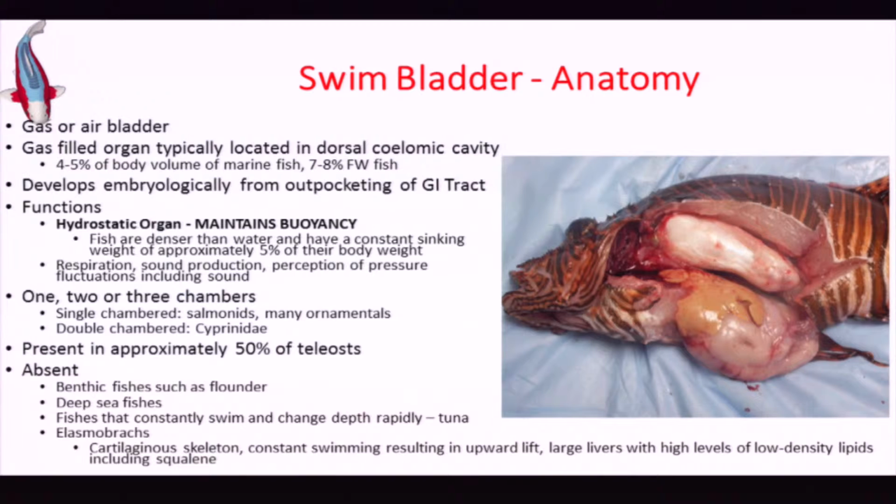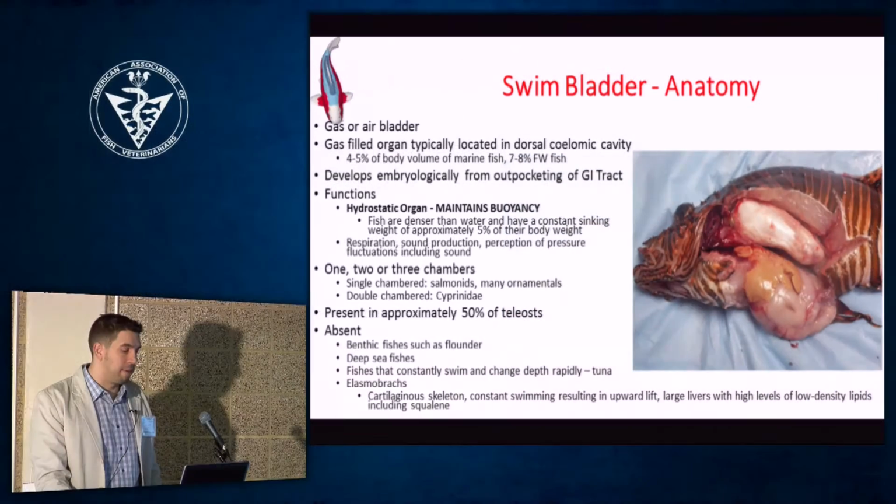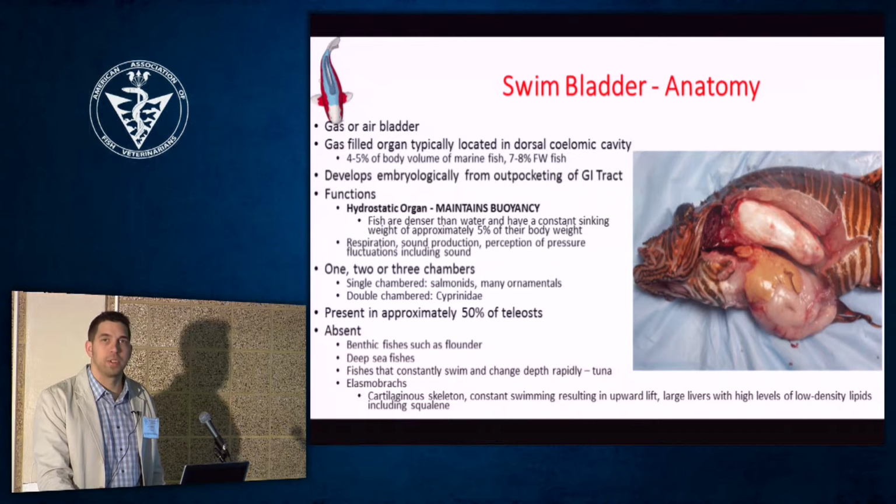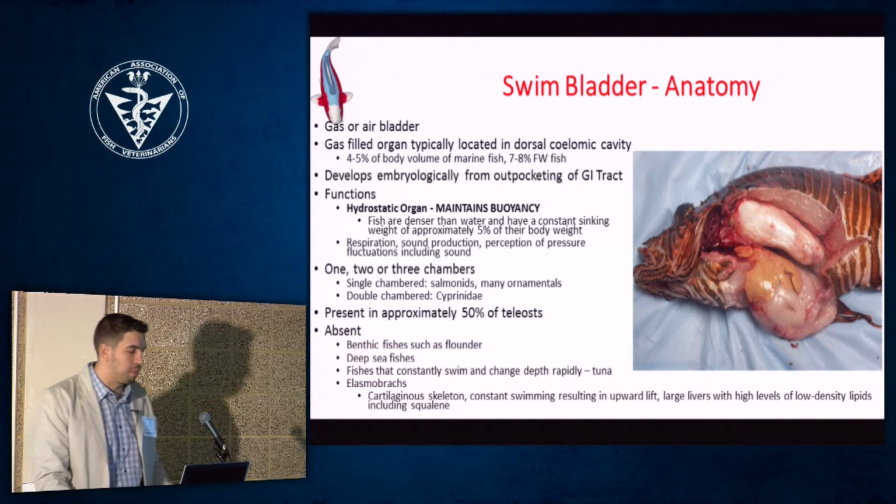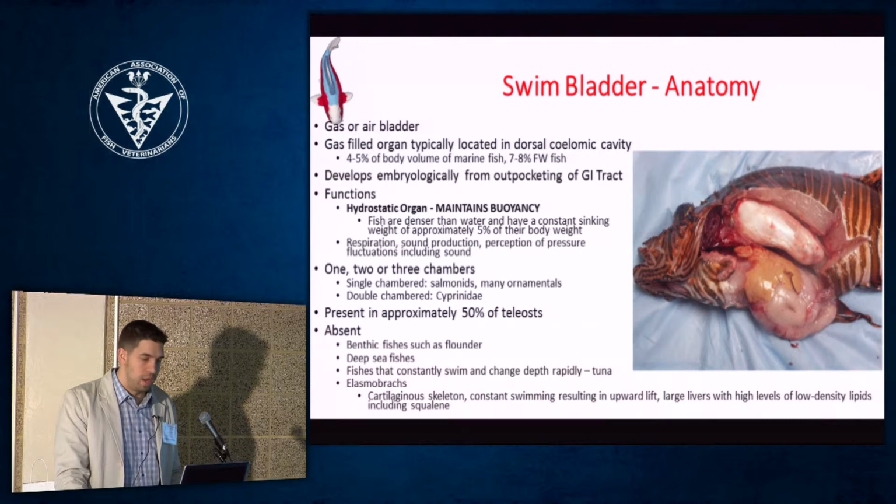So the swim bladder is also called the gas or air bladder, and it's a gas-filled organ typically located in the dorsal coelomic cavity. There'll be a talk later on syngnathids and how theirs is more located in the anterior chamber. Depending on the type of fish, it's somewhere between 4 to 8% of the body volume, and it develops embryologically from an outpocketing of the GI tract. And the main function of swim bladders, as you guys well know, is maintaining neutral buoyancy, but there are a lot of other functions that we're going to talk about a little bit later as far as respiration, sound production, and perception of pressure fluctuations, including especially sound.